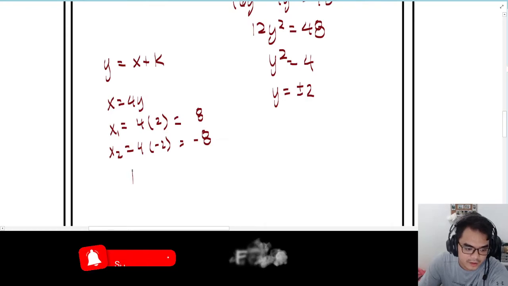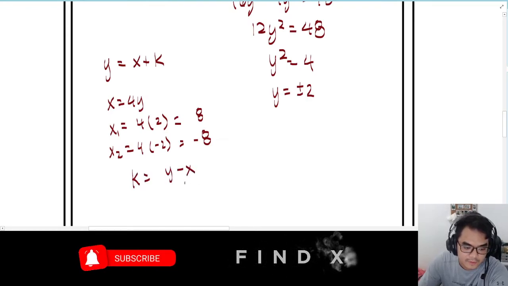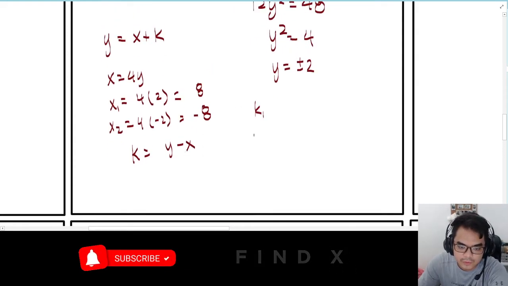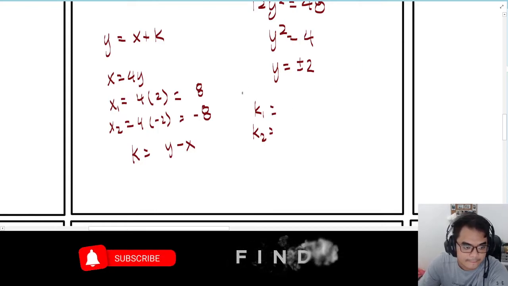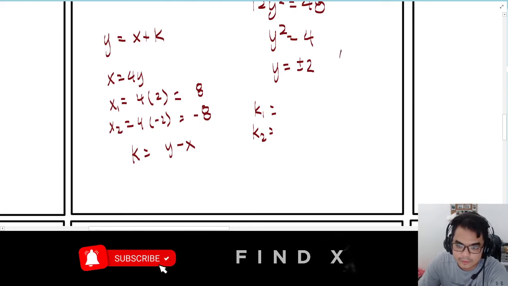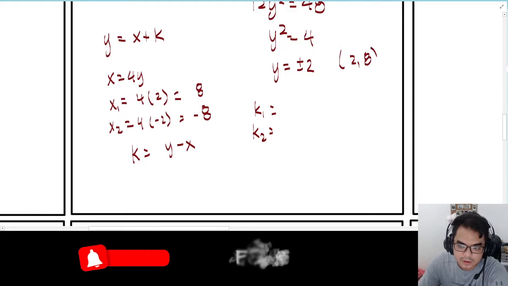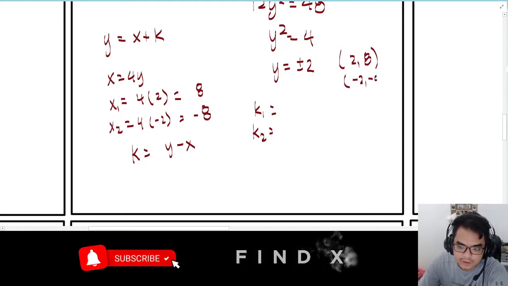Okay, and then we can have that k is equal to what? Y minus x. Therefore, we have two k's. So we have k1 and k2. So we can have, when y is equal to 2, we have 8. And then when y is equal to negative 2, we have negative 8.